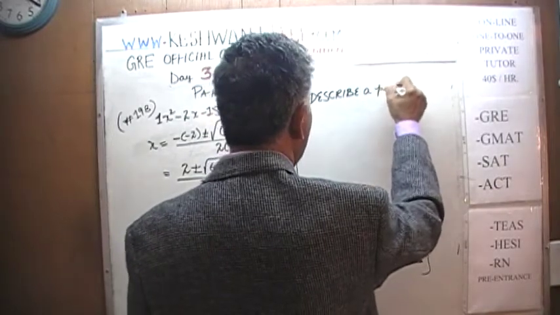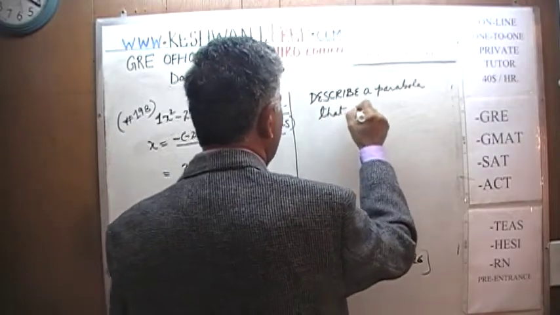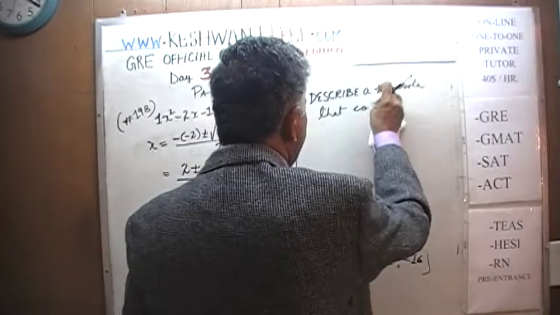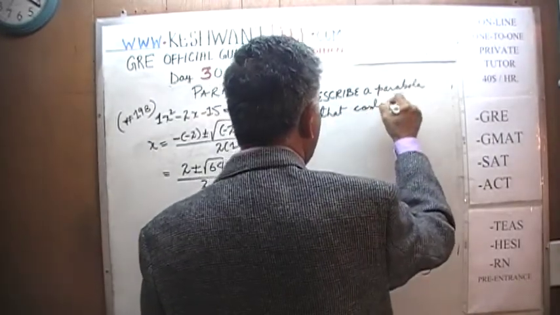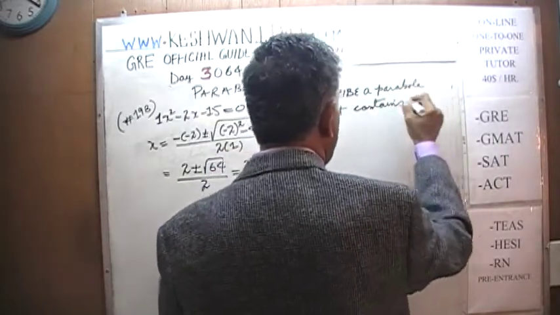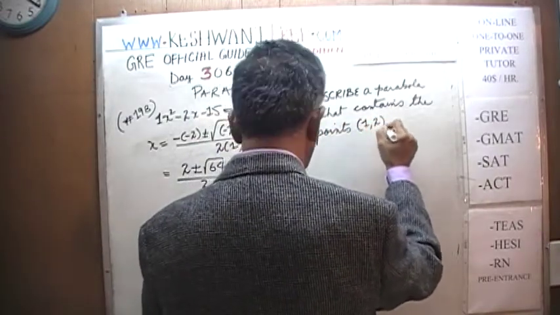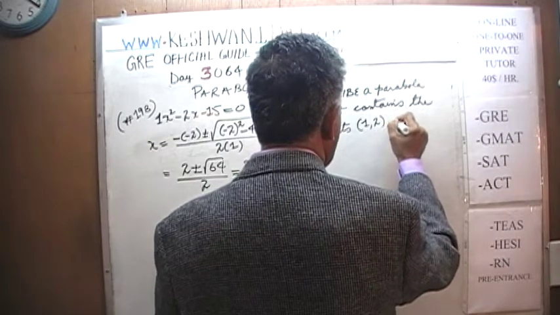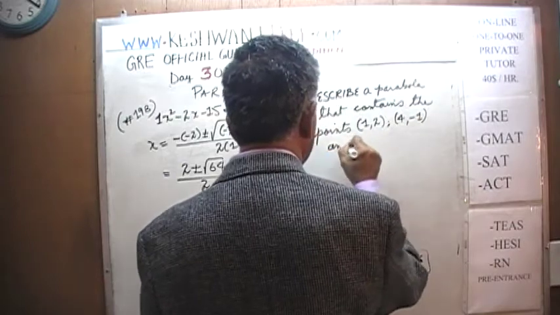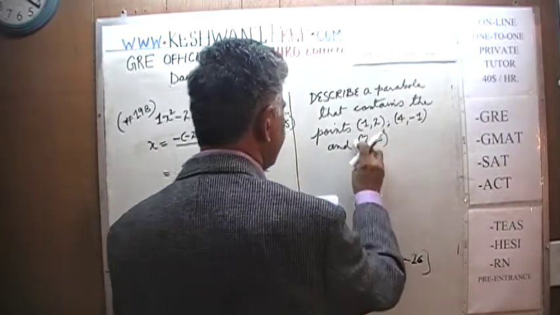describe a parabola that contains the points 1, 2, 4 and negative 1, and positive 2 and 3.